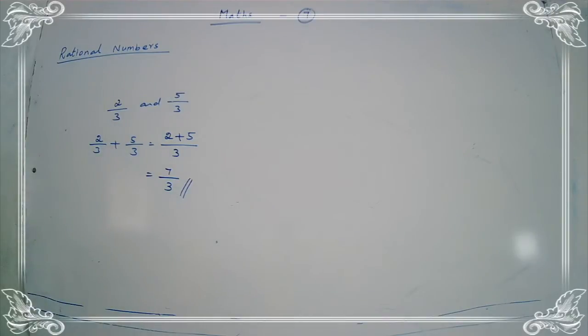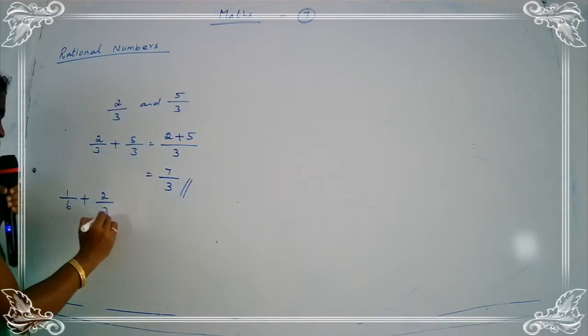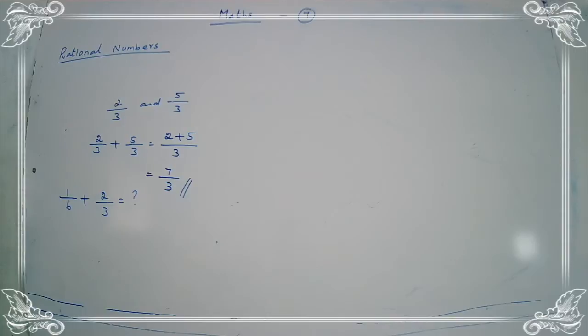Okay, it is for like fractions. Suppose your fractions are unlike, for example, 1 upon 6 plus 2 upon 3. What is the value? How to find? This is an unlike fraction. Yes or no? Yes. Why? The denominators are different numbers. The first fraction has 6, the second fraction has 3. So the denominators are different, that's why this is an unlike fraction. Addition of fractions with different denominators means unlike fractions.